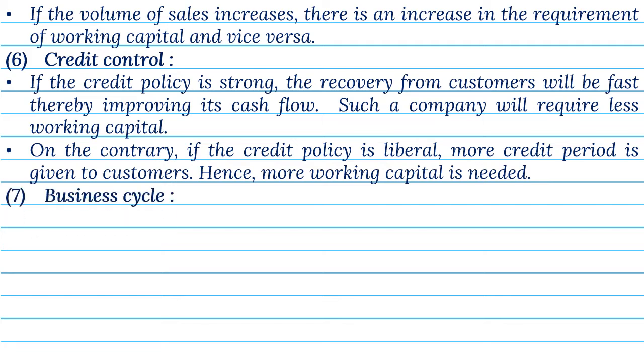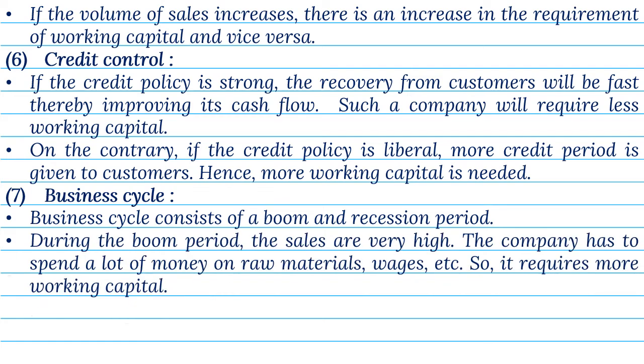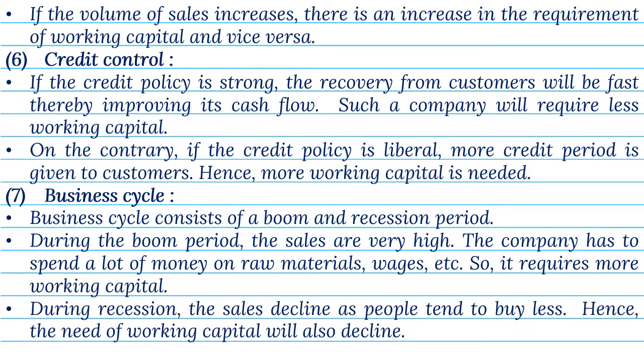7. Business cycle. Business cycle consists of a boom and recession period. During the boom period, the sales are very high. The company has to spend a lot of money on raw materials, wages, etc. So, it requires more working capital. During recession, the sales decline, as people tend to buy less. Hence, the need of working capital will also decline.